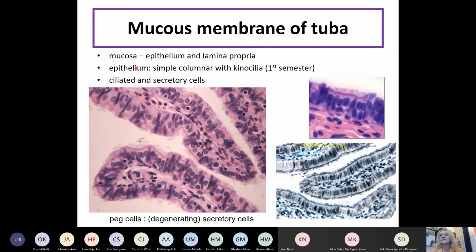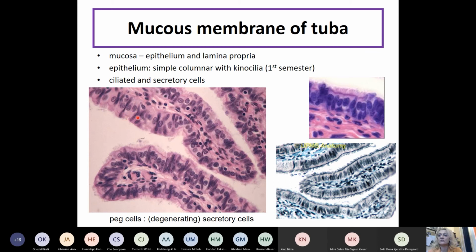So let's see the first layer, the mucous layer, which has, of course, the epithelium and the underlying lamina propria. The epithelium is simple columnar with kinocilia. For details, see first semester. Here we can see very nicely the row of the basal bodies and the cilia. This was the first semester slide with iron hematoxylin when the row of the basal bodies was black, and you could see very well the cilia on top.